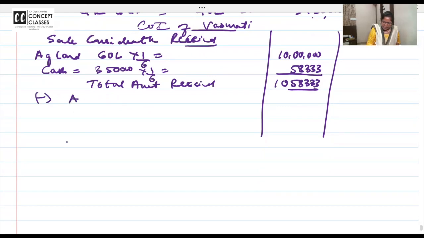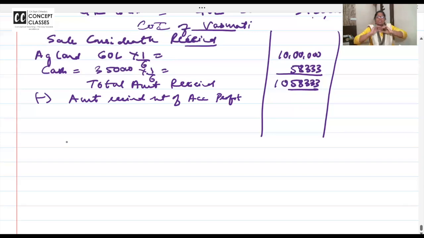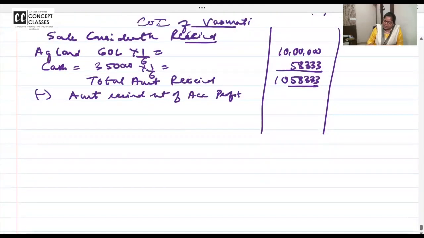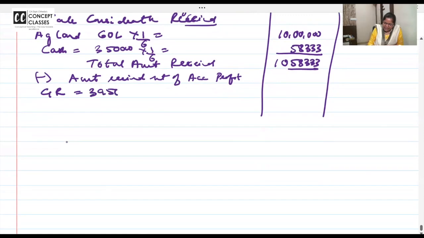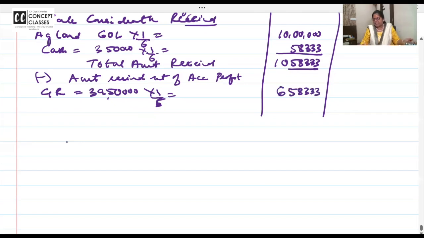Now out of this received amount, the amount received out of accumulated profit. This is the total amount. The company said against your capital and against your reserves, take 1/6. Bye-bye. So Vasumati is saying, out of that, how much have I received against the reserves. The general reserve was 39,50,000. Ma'am, why not 40? Because part of the reserves has gone to pay tax. So 39,50,000. Ma'am, here 1/6, here 1/5? We will take 1/6. Out of the 39,50,000 reserves, 1/6 belongs to her: 6,58,333.